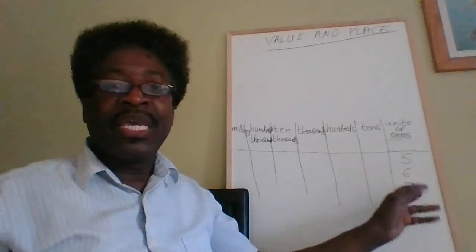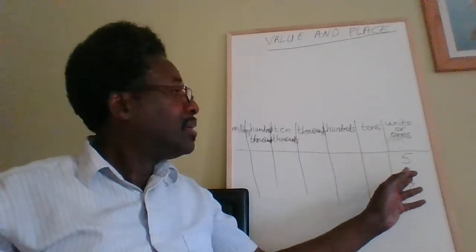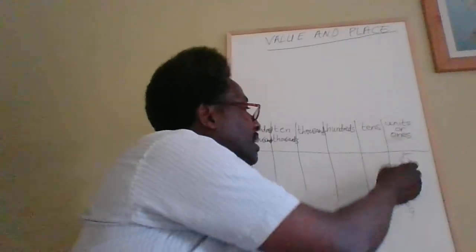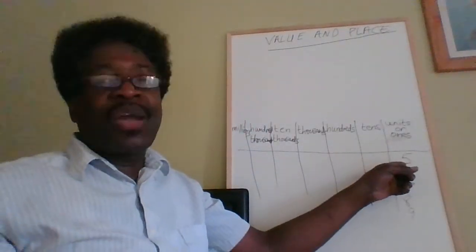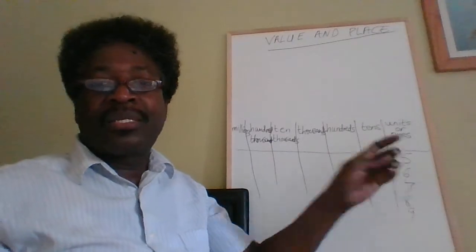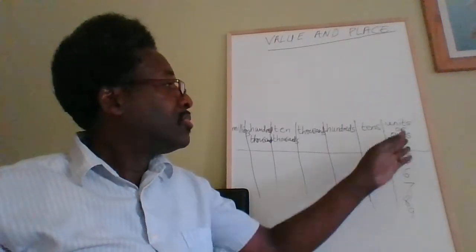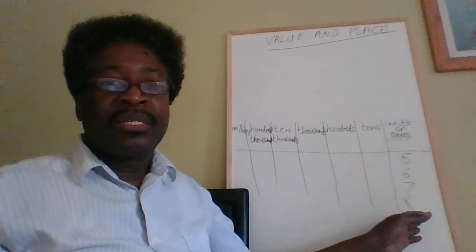7 apples, 8 apples, 9 apples, 6 apples, 5 cars, 6 cars, 7 cars. Yeah? So that's the easy part.